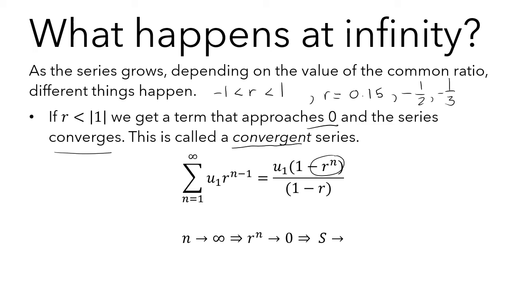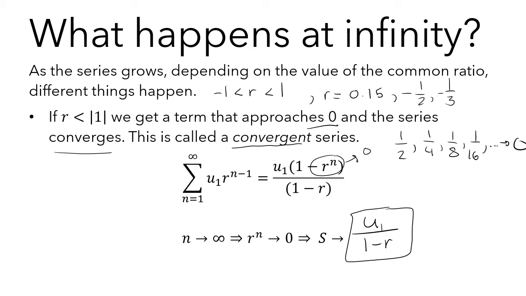So this term here, Rn, is going to tend towards 0. You can think about it with the series 1/2. Let's say the ratio is 1/2. The next one would be 1/2 times 1/2, which is 1/4, and then 1/8, 1/16, so on and so on. It's going to get closer and closer to 0, smaller and smaller. So this Rn term is going to approach 0, which means that the sum is going to approach u1 divided by 1 minus r. So if we have a series where the absolute value of r is less than 1, then we know the sum is going to be u1 divided by 1 minus r.